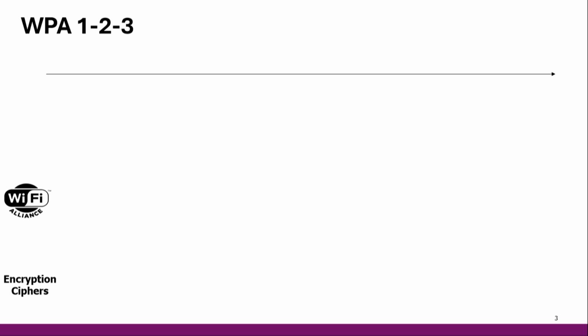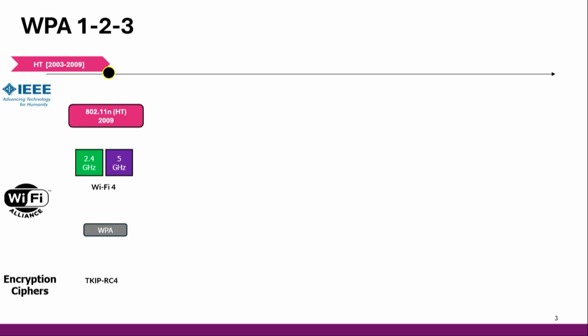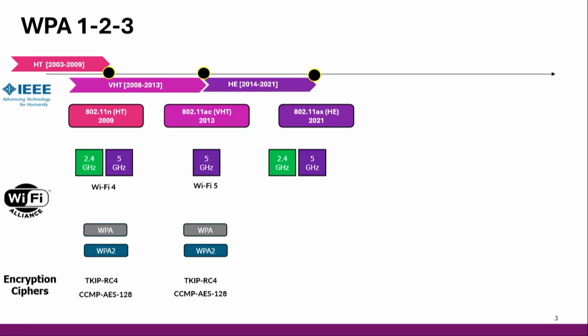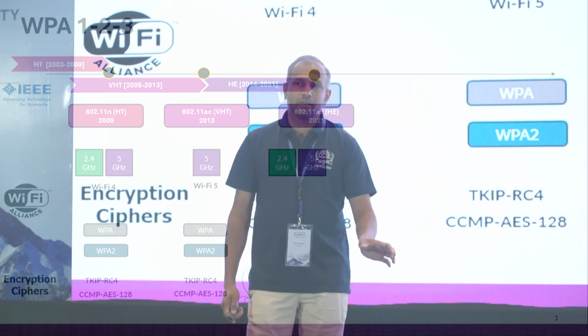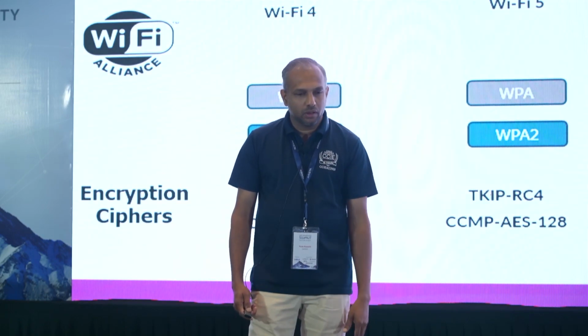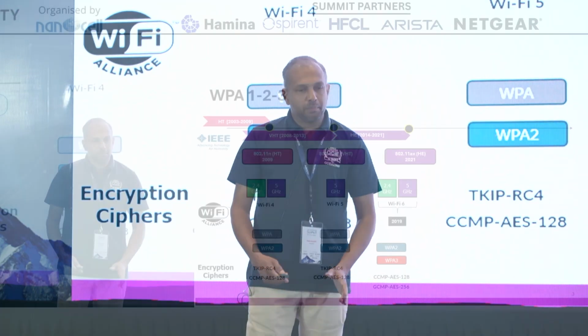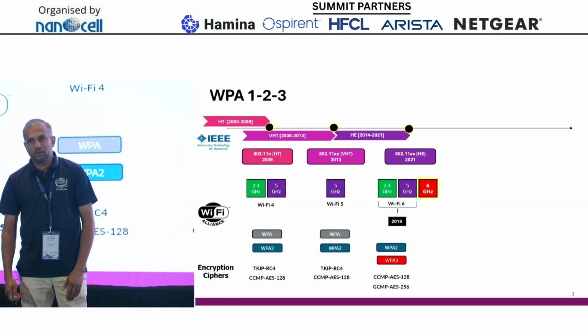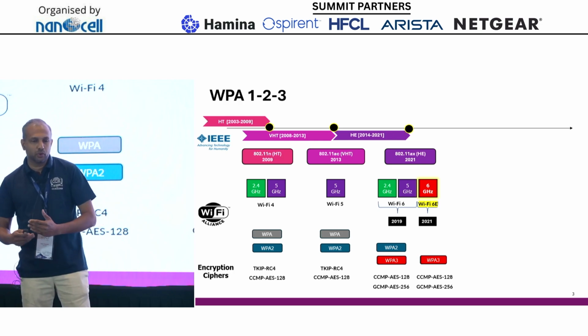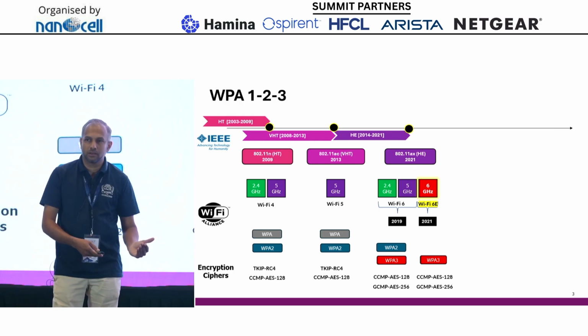Now for WPA1, 2, and 3, one more recap. In 11n days, you could enable WPA or WPA2 in the same SSID, the difference being the encryption used. And with 11ac as well, you can do the same thing. But when it comes to Wi-Fi 6, if you have a legacy band, 2.4 or 5 gigahertz, you can configure WPA2 or WPA3, which is the higher security method. But in 6 gigahertz, you cannot do that. You have to go with only WPA3. That's the challenging part, because you cannot enable WPA2 in 6 gigahertz.